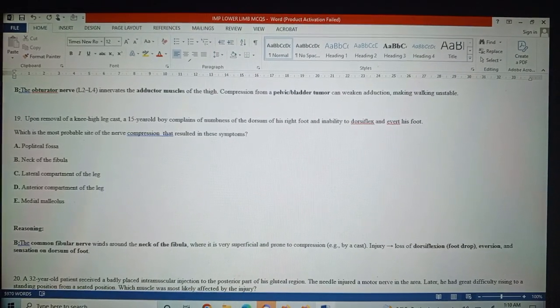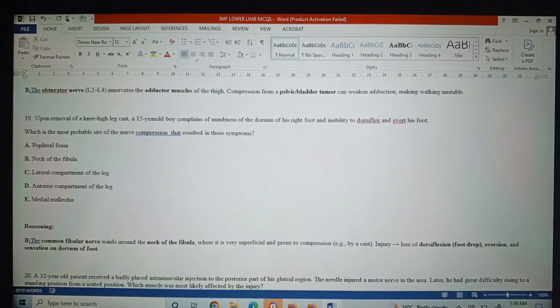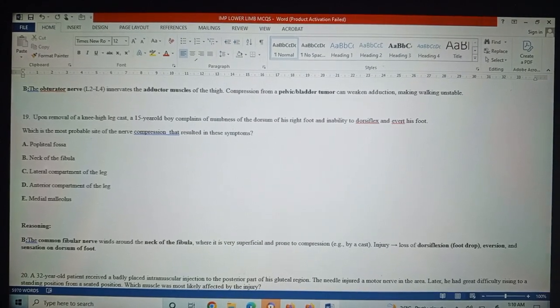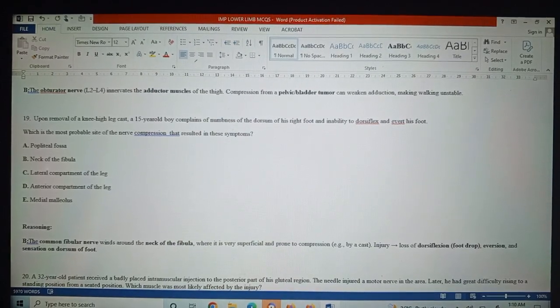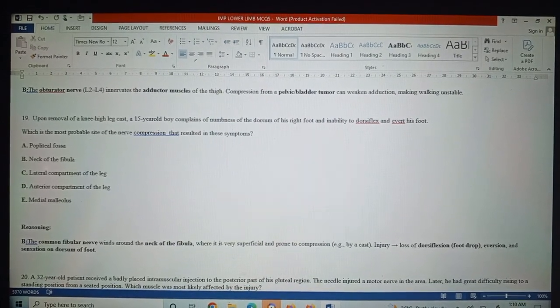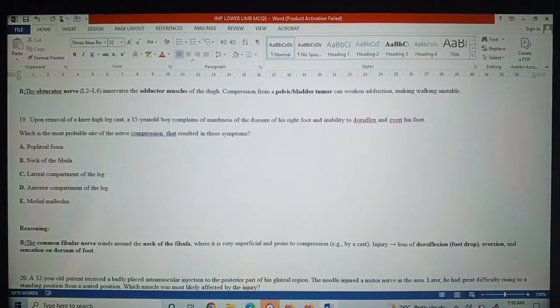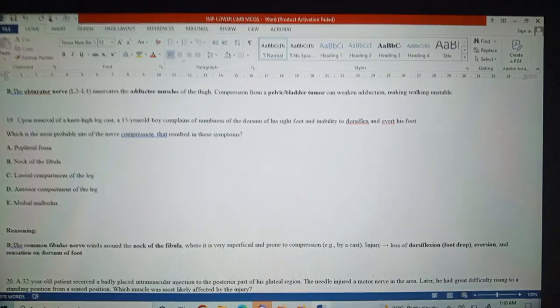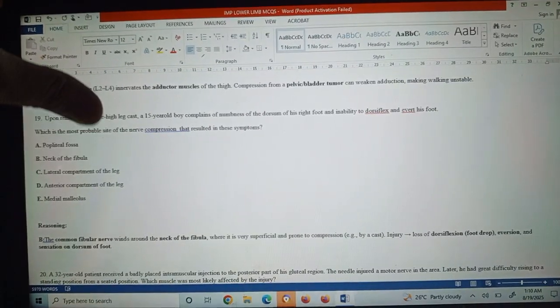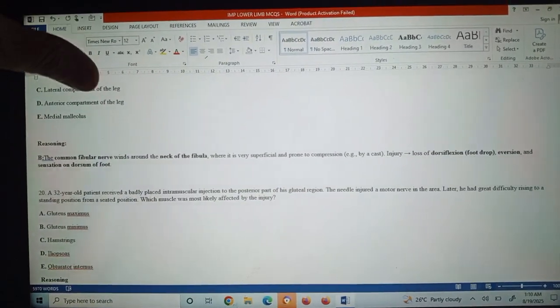The common fibular nerve winds around the neck of the fibula, which is very superficial and prone to compression, for example by a cast. Injury causes loss of dorsiflexion, that is foot drop, loss of eversion and loss of sensation on the dorsum of the foot. Now let's talk about question number 20.